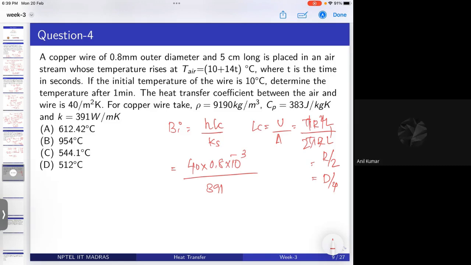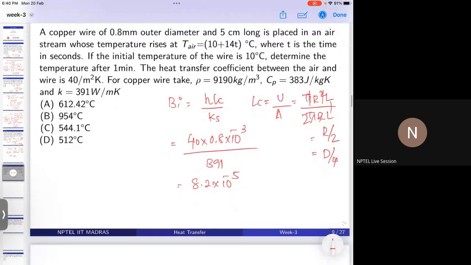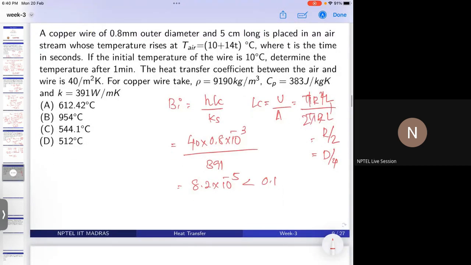Sir, 8.2 into 10 to power minus 5. How much? 8.2 into 10 to power minus 5. Okay, so it's already in the order of -5, which is anyway less than 0.1, right? So we can use the lambda assumption. It is valid in this case. So now you can use the lambda assumption.